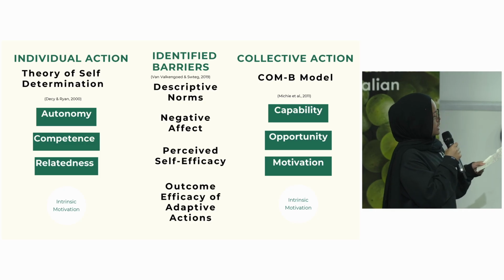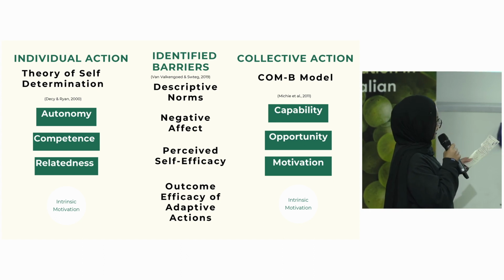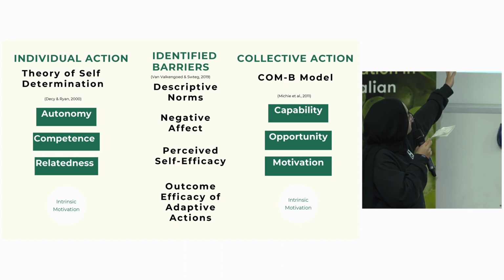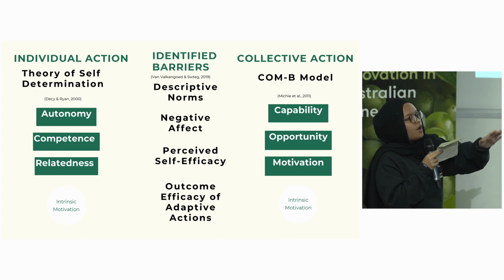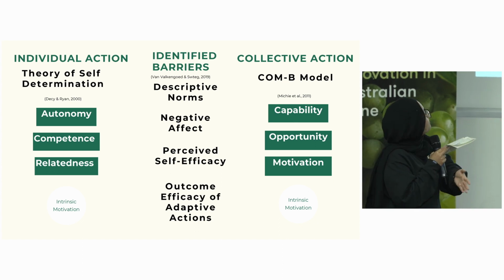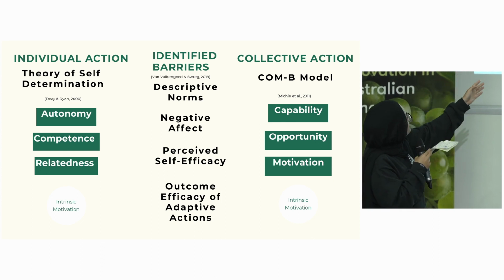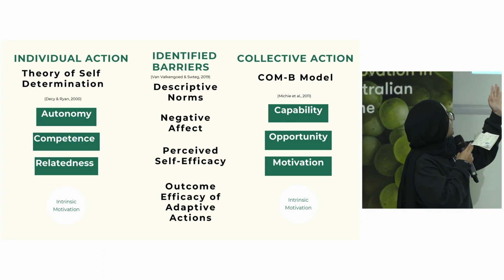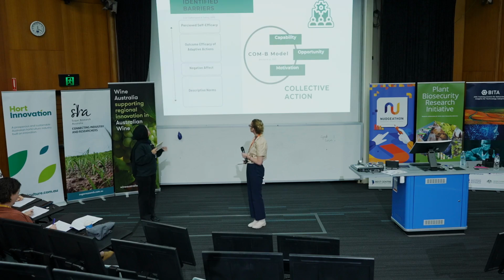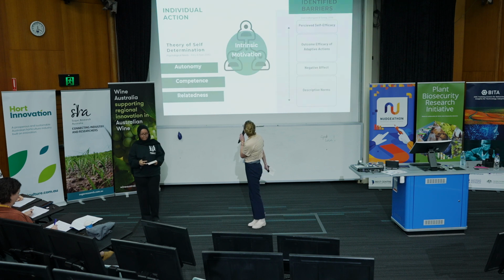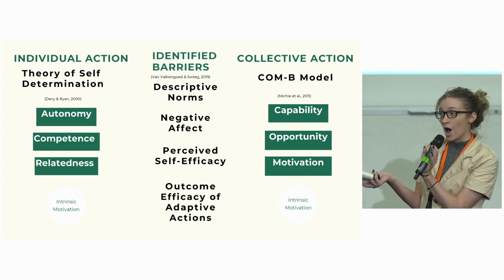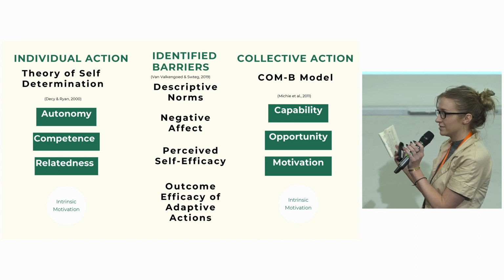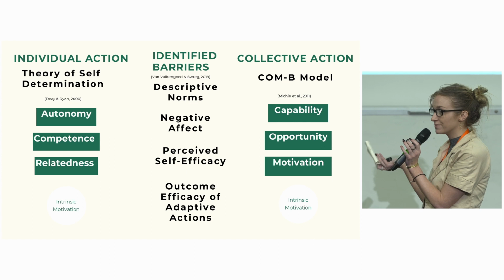Our COM-B model identifies that we need to use collective action to overcome the barriers we have identified when it comes to general Australians and the behavior of reporting through the mentioned app, which are perceived self-efficacy, outcome efficacy of adaptive actions, negative effect, and descriptive norms. We also found that while the approach addressed the collective behaviours, it didn't really go into how we can address the barriers we just mentioned.